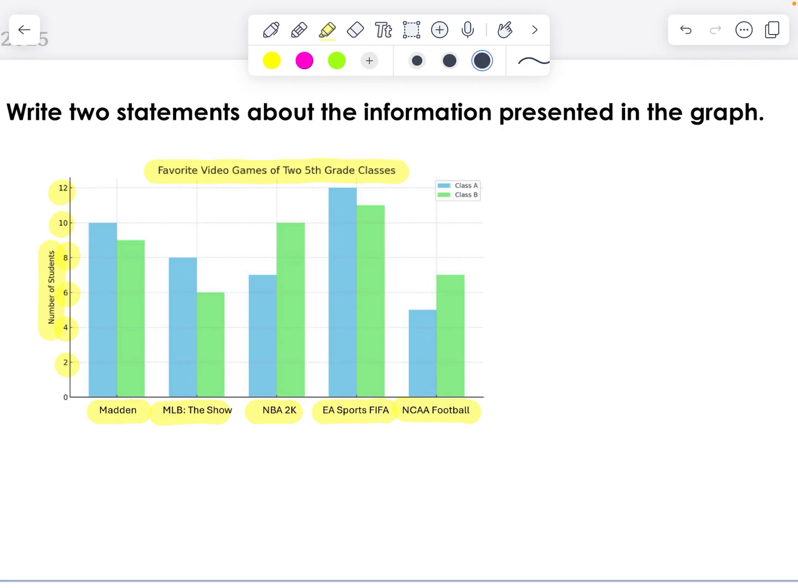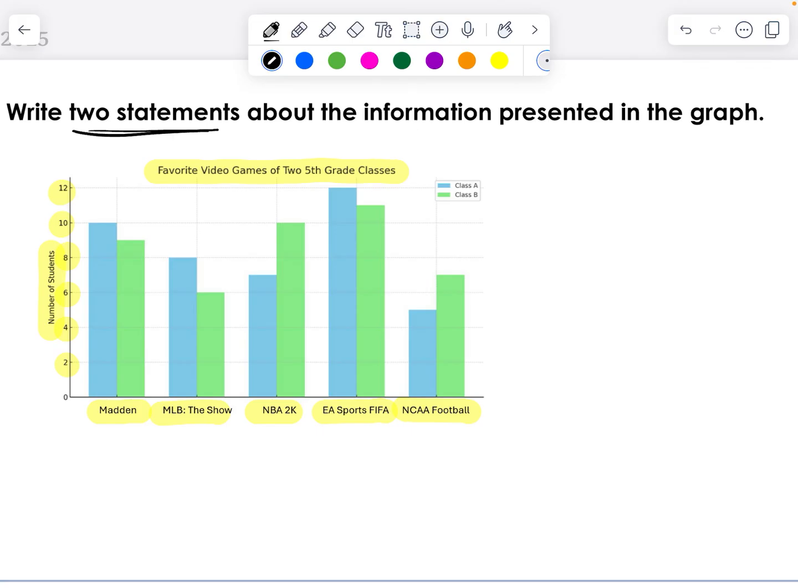Now that I have taken a moment to read the bar graph and get an idea of what information it represents, I can focus on what I'm being asked to do. I'm asked to write two statements about the information presented. I get to decide what these statements are. And honestly, there's a lot of information in this graph, so I should be able to come up with a lot of statements. One of the first things I noticed is that the tallest bars are for the game EA Sports FIFA. That means it was the favorite game of both classes.